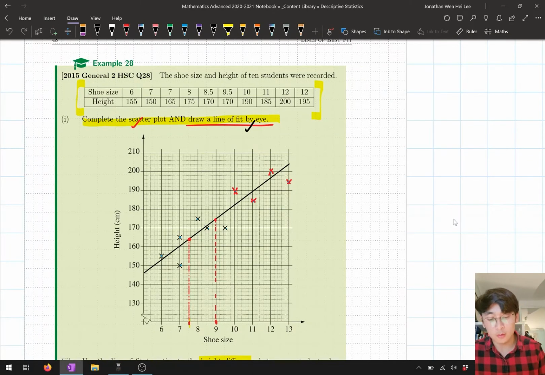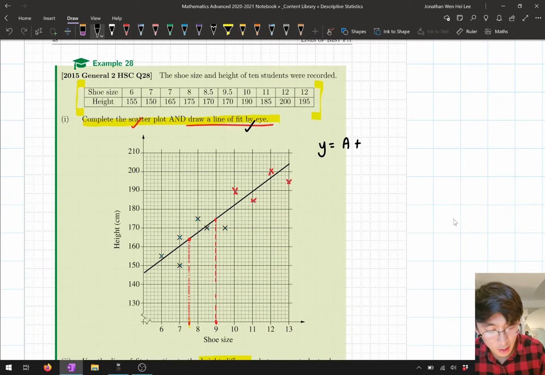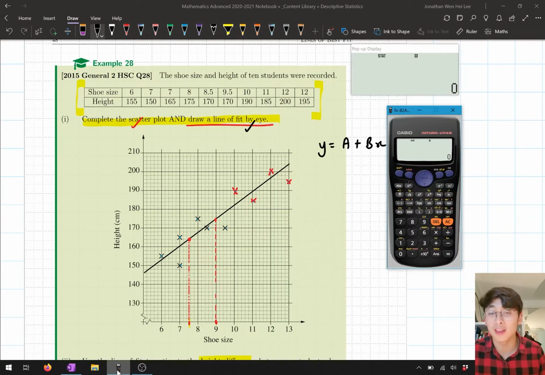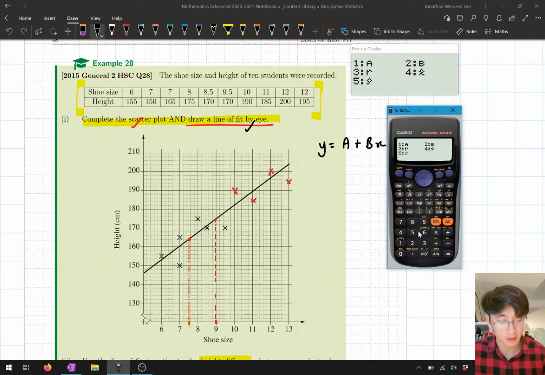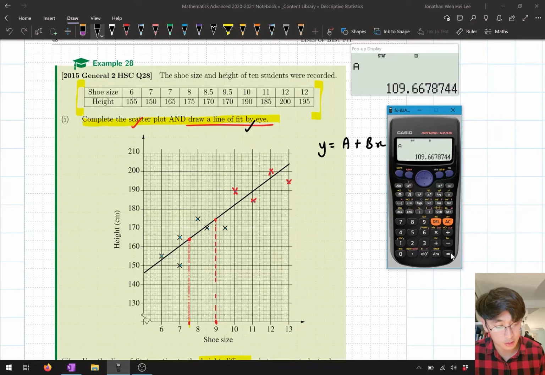If I'm trying to find the least squares regression line using our calculator, we're going to put this into the equation y is equal to a plus bx. So I'm going to find the values of a and b. Here I'm going to press Shift 1 for the stat menu and press 5 for reg. That's for our bivariate data. And here I'm going to press 1 for A. And so I've got A is equal to this value, 109.66. I'm just going to store that in my calculator for now.